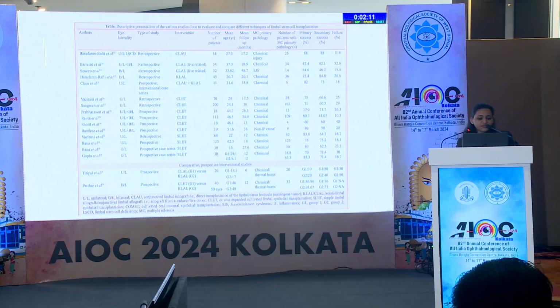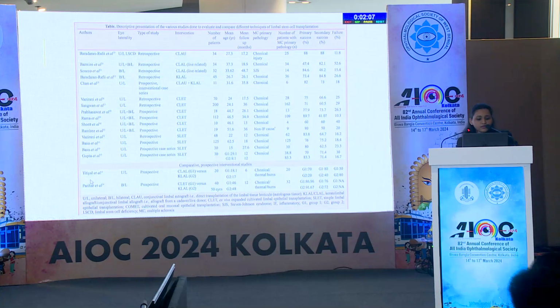Among the prospective studies, one performed at our institute, done in 20 eyes, compared the conjunctival limbal autograft, the conjunctival limbal allograft, and the keratolimbal allograft. And then another study by Parihar et al. compared CLET with CLAL. Now, in the retrospective studies, the biggest set of patients is by Sangwan et al., who have performed CLET in 200 eyes.